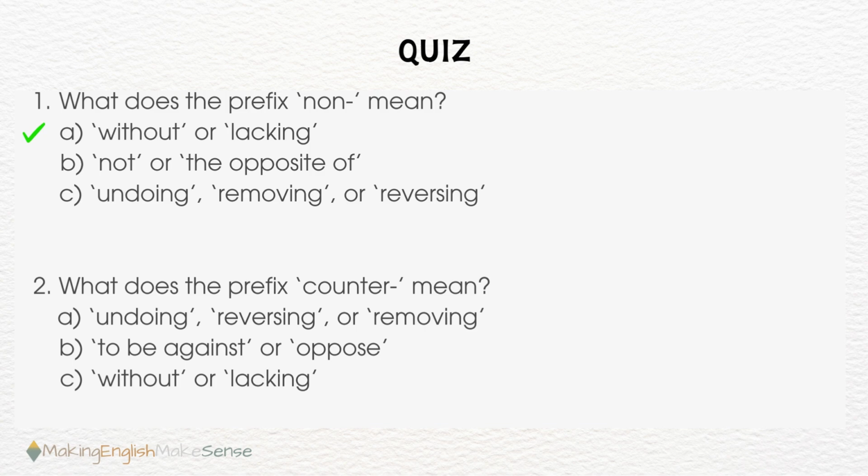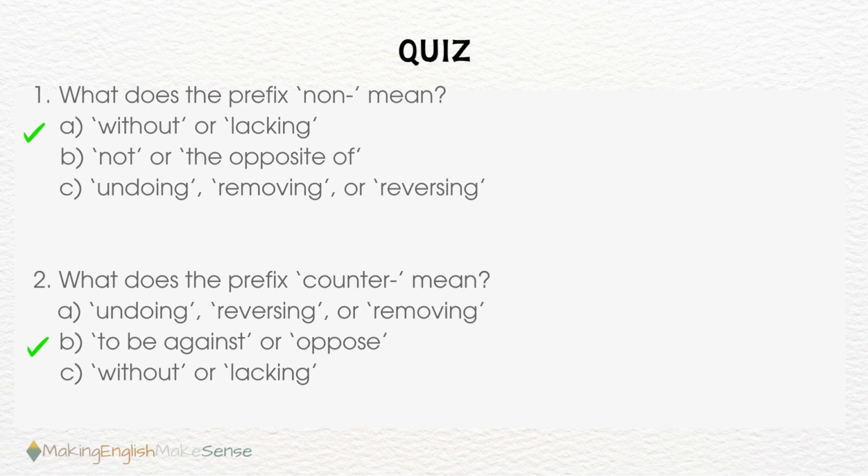Question number 2, what does the prefix counter mean? A, undoing, reversing, or removing. B, to be against or oppose. Or C, without or lacking. And the answer to number 2 is B. Counter means to be against or oppose the original meaning of the base word.